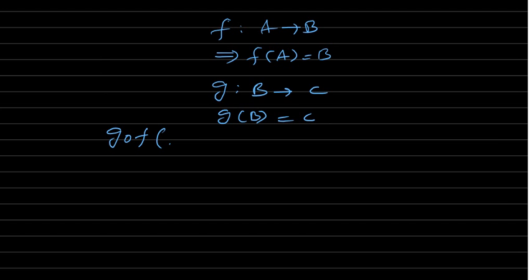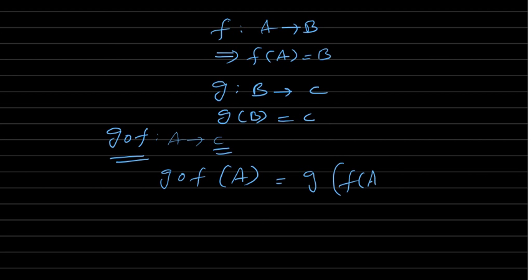This composition is defined from A to C. Sorry, A to C. This is from A to C. So you have to check whether this map is a surjection. G is a surjection, F is also a surjection. You have to check their composition. For that you have to look at the image of the set A under G composition F. If this gives the whole of C, then it's a surjection. By definition, this is called G of F of A.